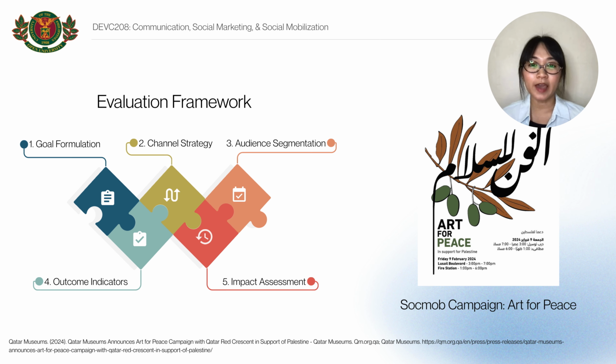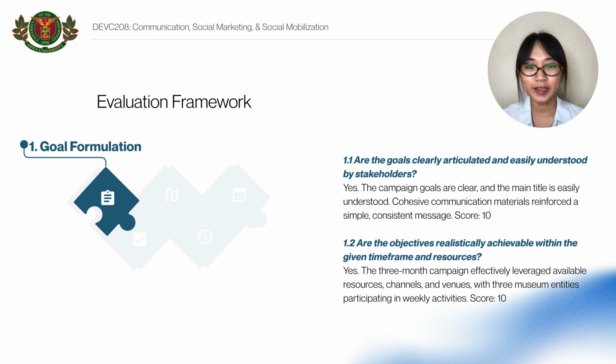As discussed in my FMA 2.1, my evaluation process adopts a structured approach divided into 5 assessment areas. Each category is guided by a set of questions designed to examine how effectively the campaign performs within each dimension. So, for the first evaluation point, goal formulation, which evaluates the extent to which the program is guided by clearly defined and coherent objectives.